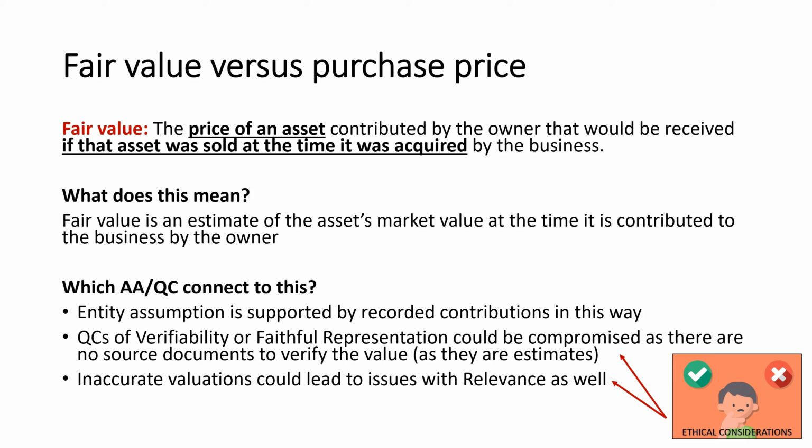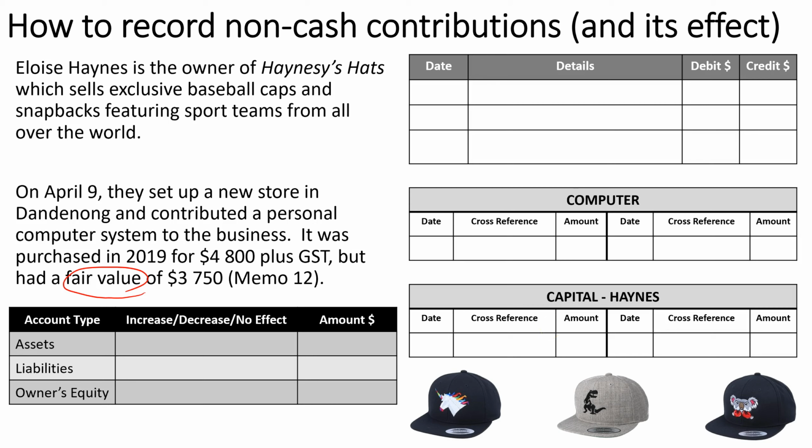So there's always some ethical considerations about making sure that when you are using fair value, which we really should be, that you are estimating with good information. So an example might be that you get it valued by a professional, or you might use a couple of different sources to get that valuation, maybe like an online source. So knowing that, we are going to contribute this computer system at the fair value of $3,750, not at the original purchase price, because that was the original purchase price for the owner, not for the business.